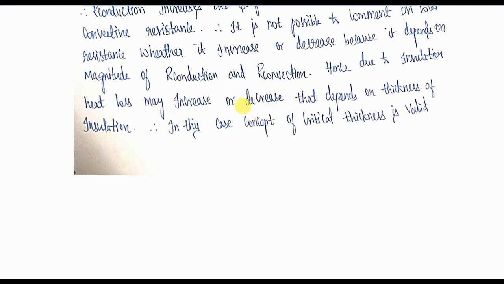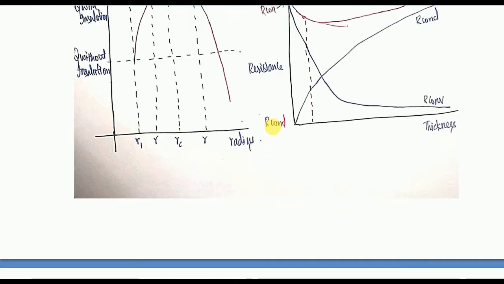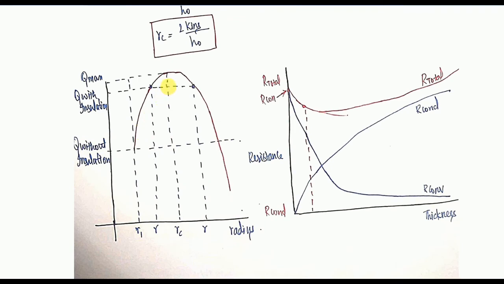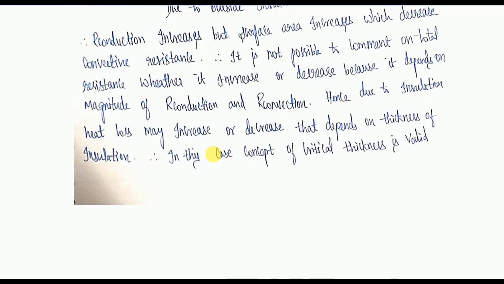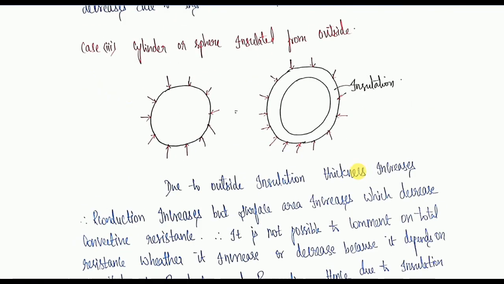See, heat loss may increase or decrease. That's what our criteria is. Please understand. Heat loss may increase, heat loss may decrease. That is the main thing in the concept of critical thickness. That's why this sphere and cylinder are valid.